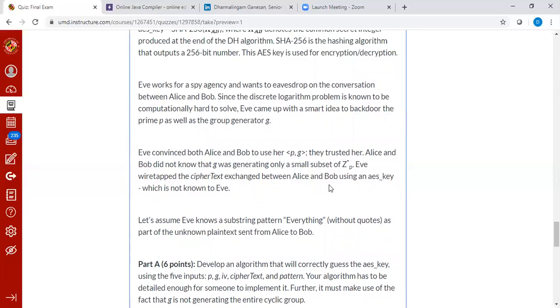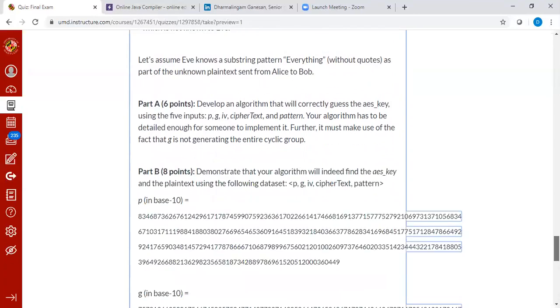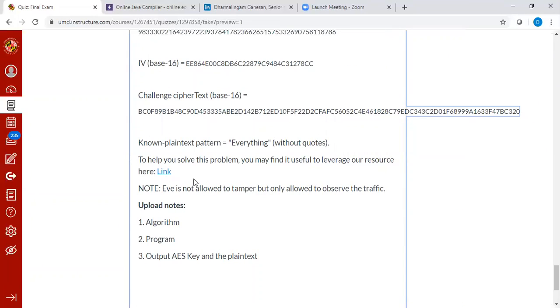Okay, what it means is that Eve will be able to somehow brute force all possible AES keys from her choice of G. So that's the key. The problem also gave us some extra data here. To help you solve this problem, you may find it useful to leverage our resource. So here's the link. Let's see what's there.